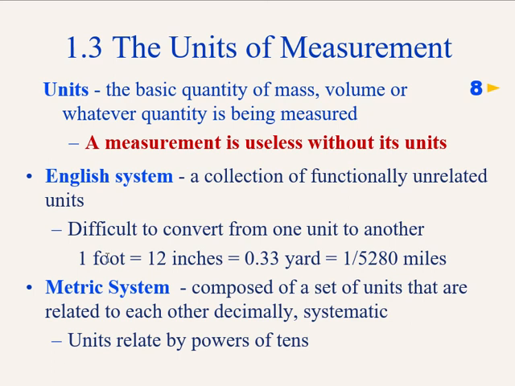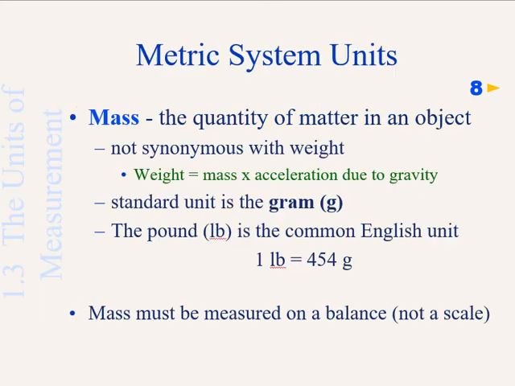If you notice here in the English system, you would see how one unit is related to the other. 1 foot equals 12 inches. And then 12 inches equals 0.33 yard, and 0.33 yard equals 1 over 5,280 miles. Well, they are all very different numbers. There is no other way of keeping track of these numbers except to memorize them. On the other hand, in the metric system, all the units that we'll be using will be related by the power of 10, as you will see.